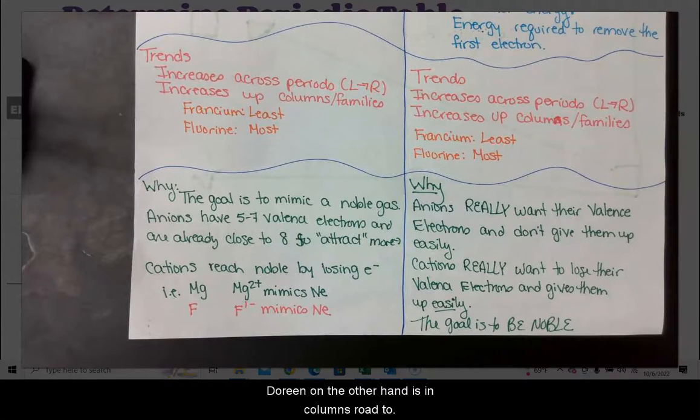Fluorine, on the other hand, is in row 2, period 2. It's in column 17, though, so it has 7 valence electrons. It only needs 1 more to hit 8, so it forms a 1- ion, or anion. So it mimics neon by gaining an electron, whereas magnesium mimics neon by losing 2 electrons.